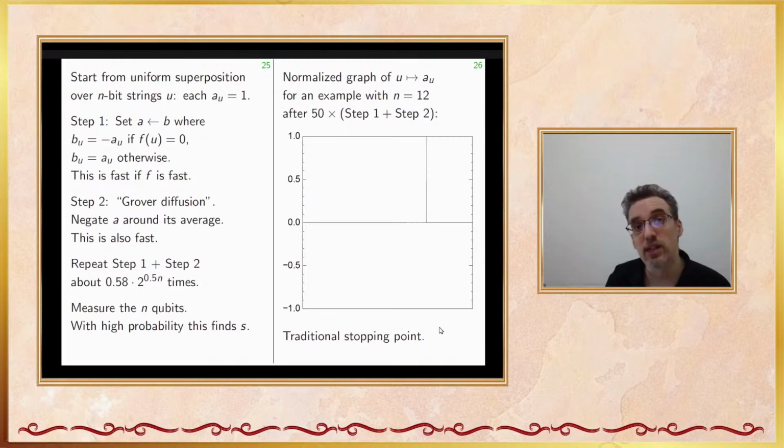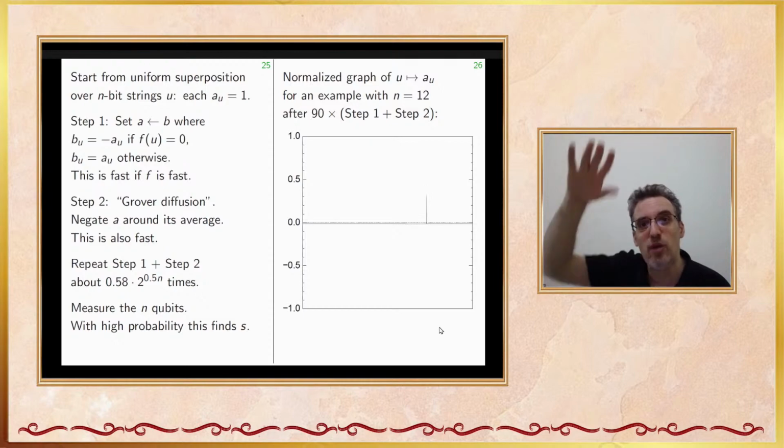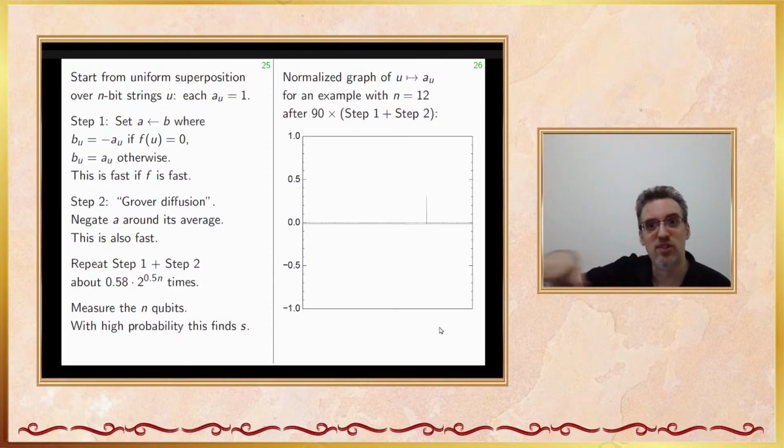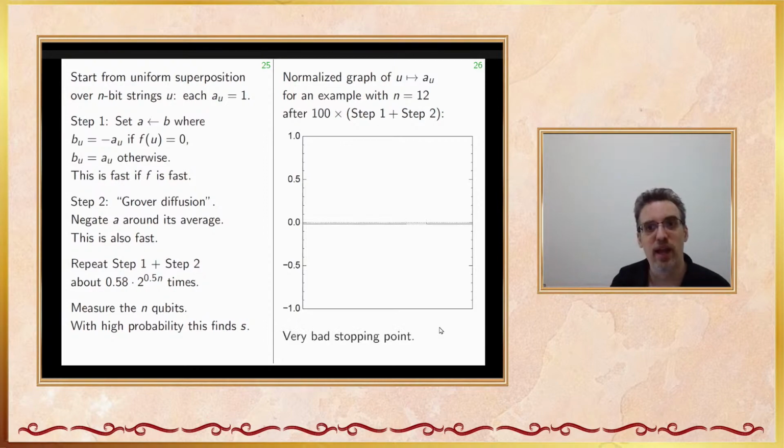Now you could keep going. You could say, I'll do 60 steps, 70, 80, 90, and notice things are going back down again. The average has gotten down; everything has moved slightly below 0. And for the same reason things were moving up, they kind of moved down. And if you stop after 100 steps instead of 50 steps, then you have basically random output coming out.